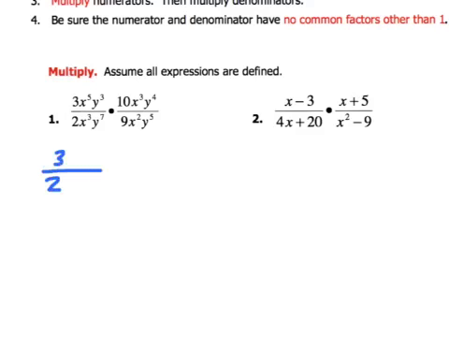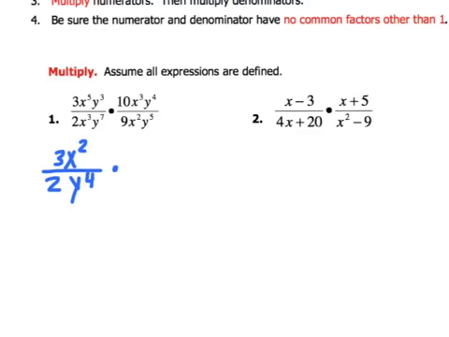Looking at my x's, those are like bases, so x to the 5th over x to the 3rd would give me an x to the 2nd on top because I'm subtracting the exponents. And for my y's, I'm again subtracting exponents. I am left with a y to the 4th.